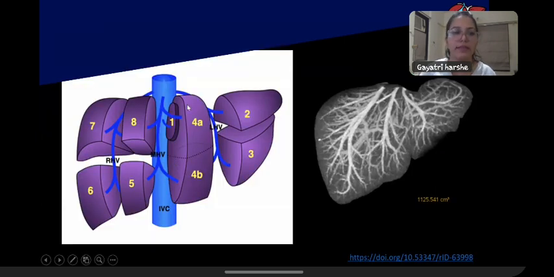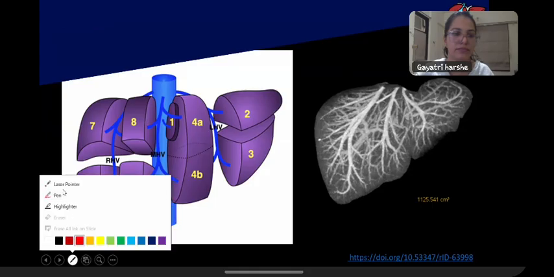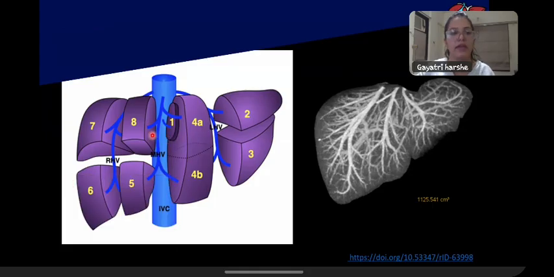I will first explain segments just on the pictorial depiction. So the liver is segmented into 8 segments, and each segment is a functional unit of the liver. So Couinaud has segmented it into 8 particular segments, and this is done mainly by the left hepatic vein, middle hepatic vein, and right hepatic vein.